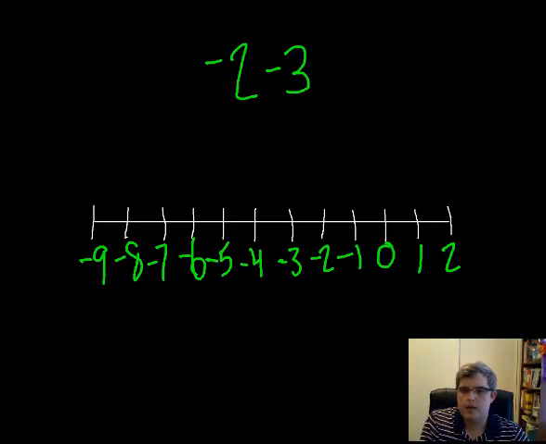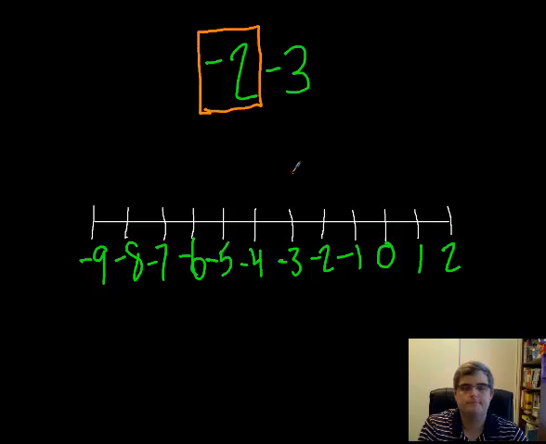So let's use our same steps. Box the number and the sign in front of it. Negative 2. So where are we going to start? Right, of course, on the negative 2. That's where your first point goes.